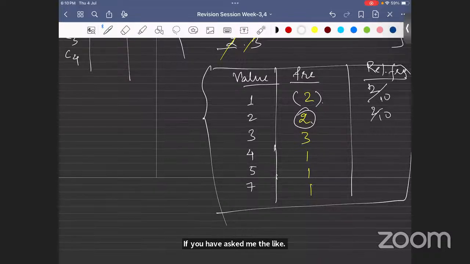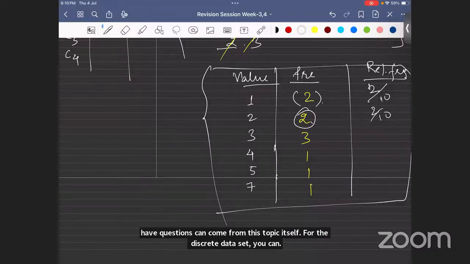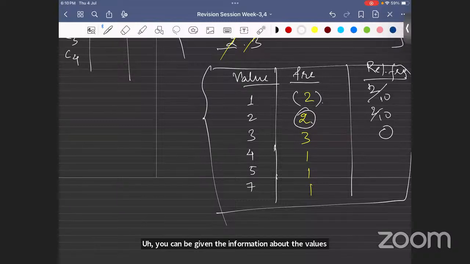So for questions that can come from this topic itself, for the discrete data set, you can be given the information about the values and the frequency, and then you can be asked about the relative frequency. Or maybe the relative frequency can be given for some of the cases, and then you can be asked to calculate the frequency for one of the cases. So this type of problem can come in this discrete type of data set.